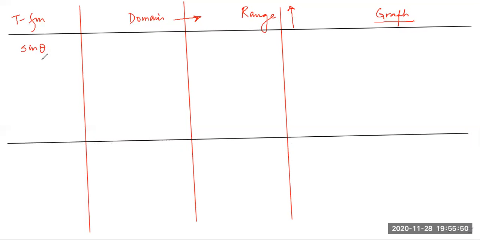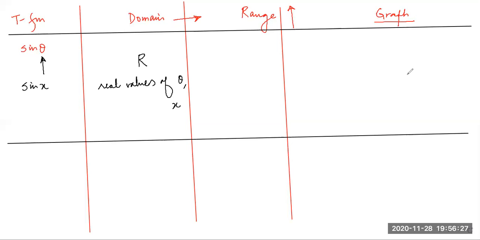You see, sine theta is defined for all the possible values of theta, all possible real values of theta. So I'll represent it by R. So the set of real values. If it is sine theta, I'll write theta. If it is sine x, I'll write all possible values of x. All right. So what is the range?